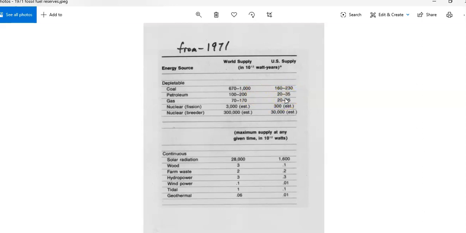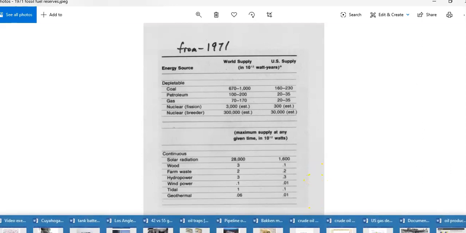Well, 35 years from 1971 puts us at 2006, if my math is right. And I don't think we ran out. In fact, we didn't even run low yet. So it makes you wonder what this number is like. Well, let's look at some other, I think, interesting facts.